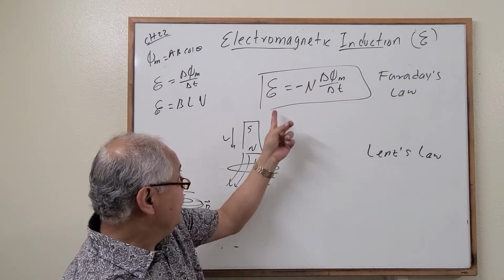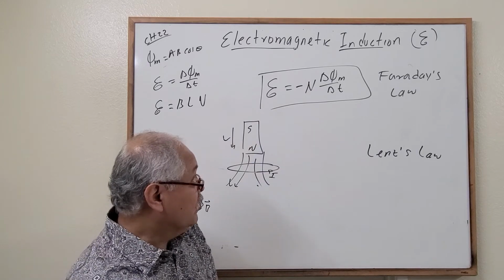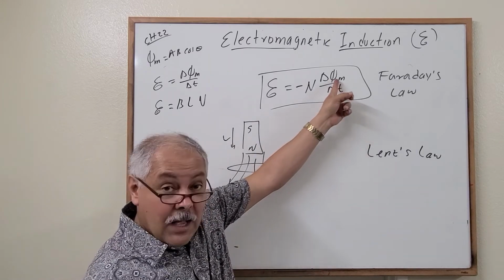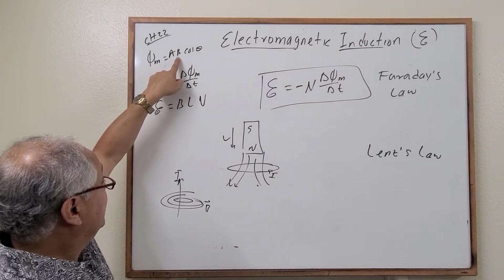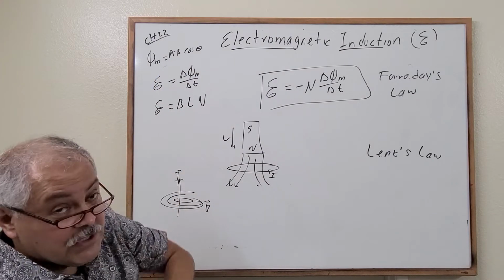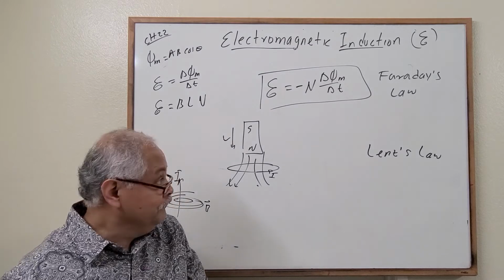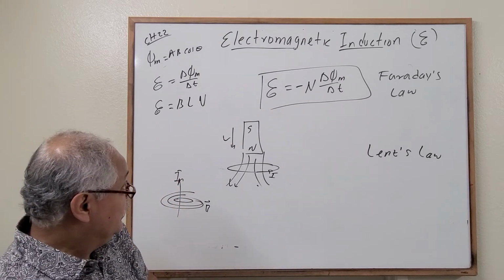This is the way we can induce an electromotive force: by changing the magnetic flux, which is represented by area, magnetic field, and cosine theta. Correct? Perfect.